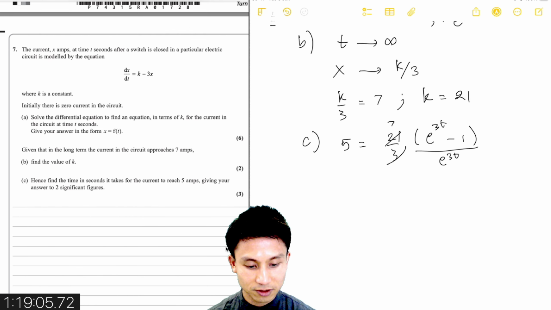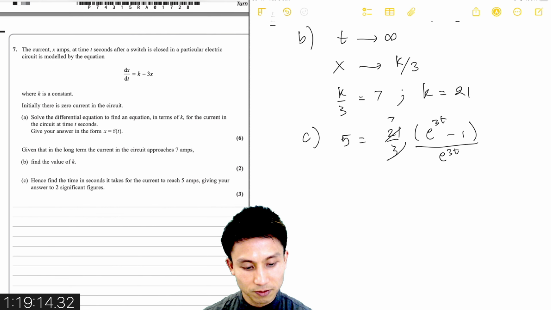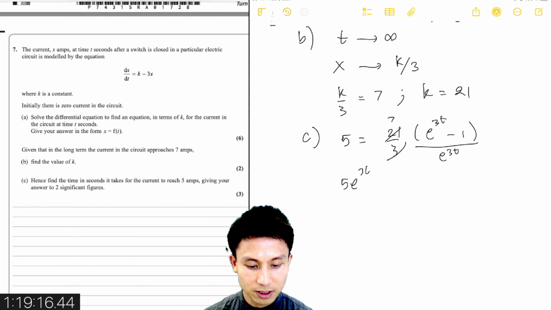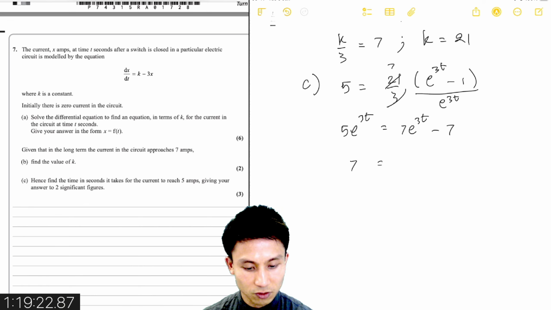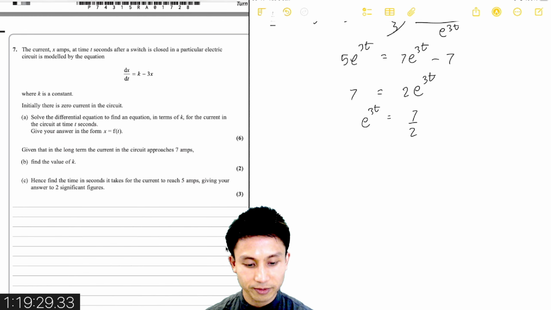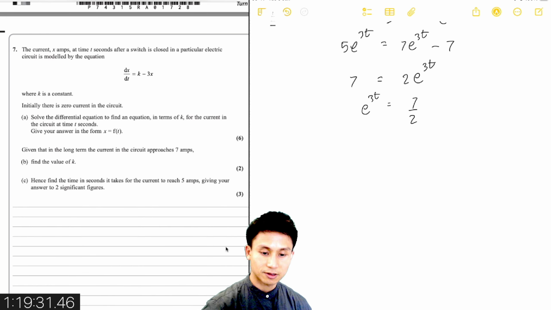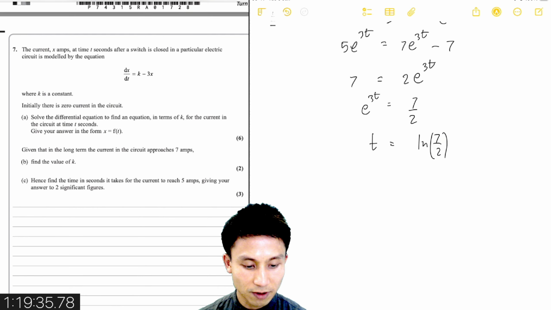This canceled to 7. And then if we do a cross multiply, do we need to do that? Yeah, let's do that. So doing a cross multiply, we have 5 e to the 3t equals 7 e to the 3t minus 7. Okay, so 7 equals, moving 5 e to the 3t to the other side, we get this. So e to the 3t equals 7 over 2. All right, so that means t equals ln 7 over 2 divided by 3.